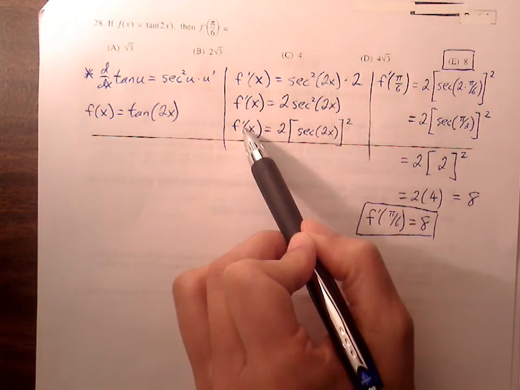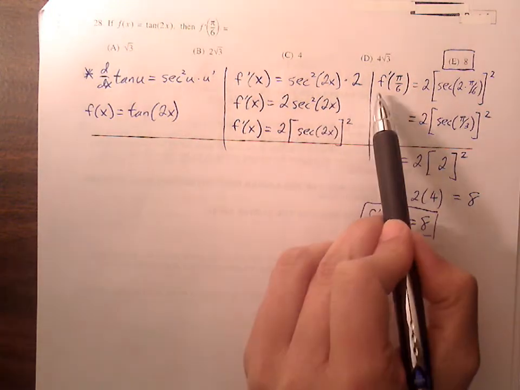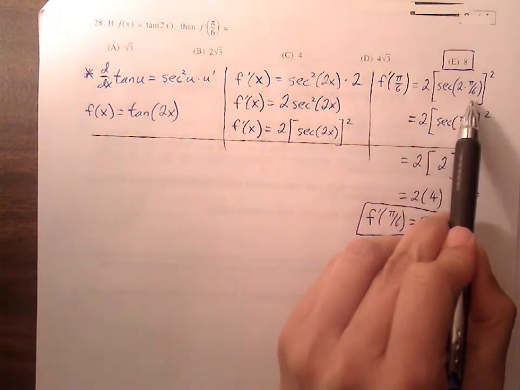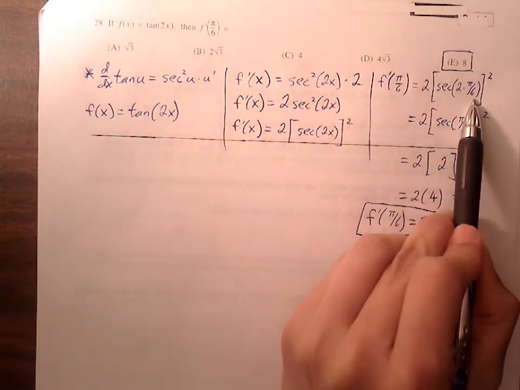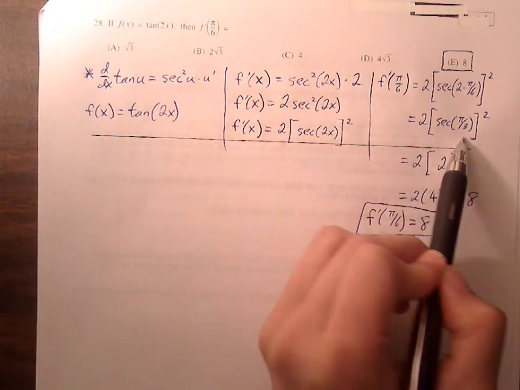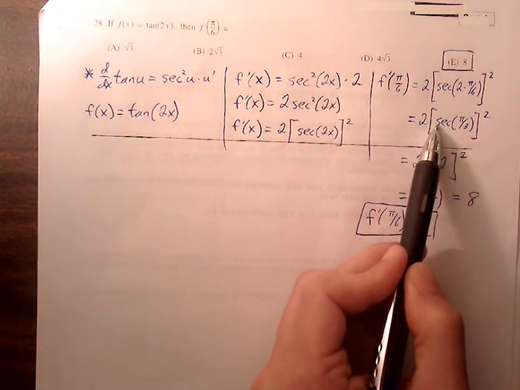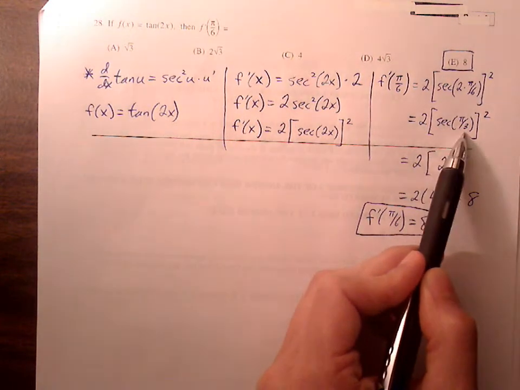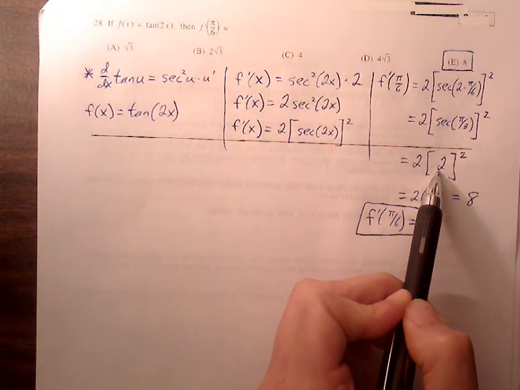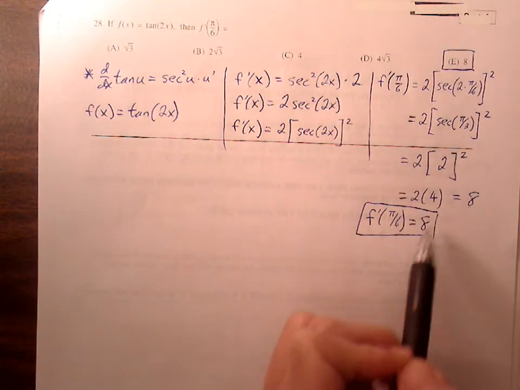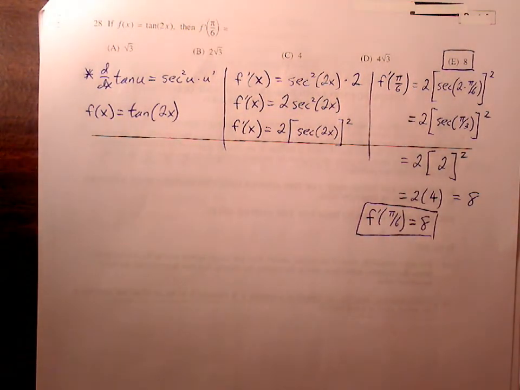We're going to plug pi over 6 in for x, and we get 2 secant of 2 times pi over 6 squared. 2 times pi over 6 is the same thing as pi over 3. And let's evaluate what secant of pi over 3 is. Well, we know cosine of pi over 3 is 1/2. So secant of pi over 3 must be 2 over 1, the reciprocal. So 2 squared becomes 4. 4 times 2 is 8. So f prime of pi over 6 must be equal to 8.